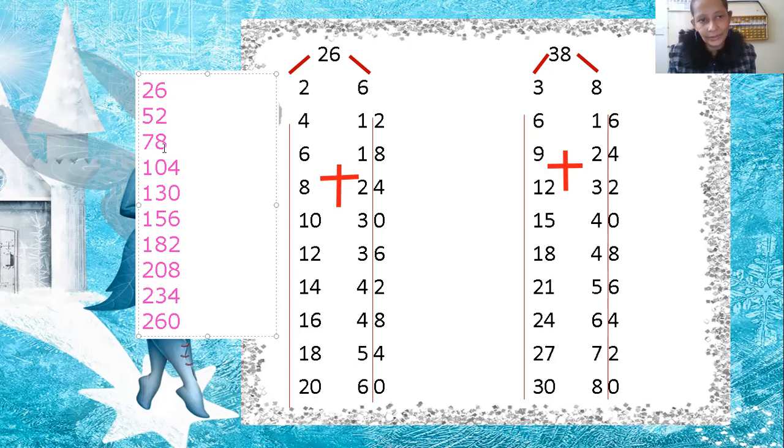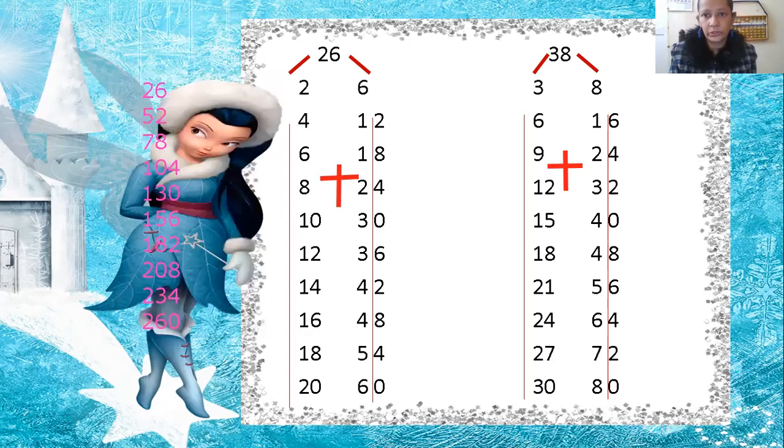Now you can see, this is the table of 26. Take the calculator and check. This is your table of 26. So like the same, you can make the table of 38 on your own. Now next, see next question.